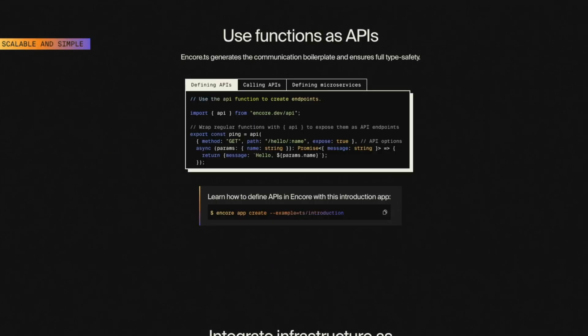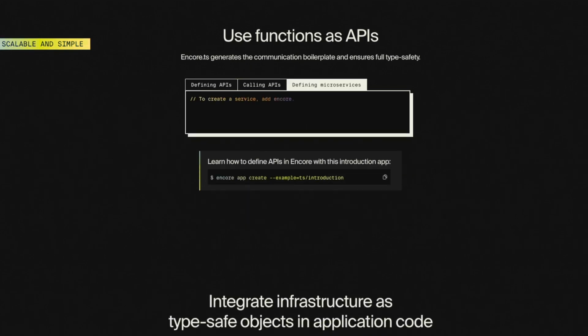Another interesting fact about Encore is that you create functions as APIs. So it's very simple, you just write a function that is going to make an API call and give you the response back. And you can also easily build microservices using Encore. So you just have to export your service and then you can use it in your API calls.